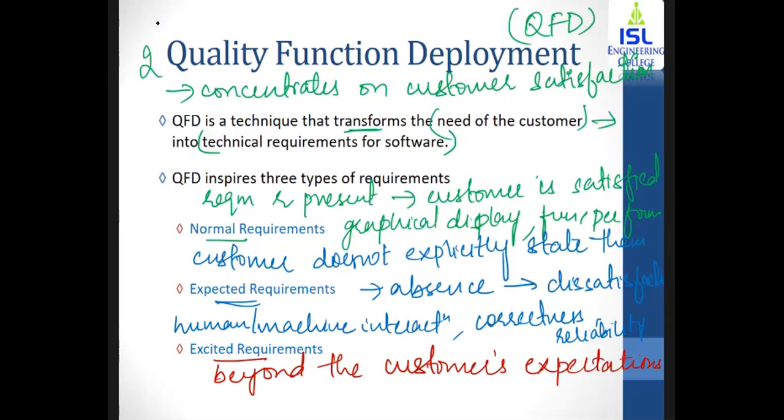Now this QFD answer is also important for 2 or 3 marks. This is within eliciting requirements, but this QFD is also important for 2 and 3 marks. What is QFD, and mention the 3 types of requirements. If it is for 3 marks, you need to explain the 3 requirements: normal, expected, and exciting. If it is for 2 marks, you can explain the definition of QFD. It concentrates on customer satisfaction and the 3 types of requirements. If it asks you to list, you need to list. If it asks you to explain, then you need to write at least 1 line about each of the requirements.